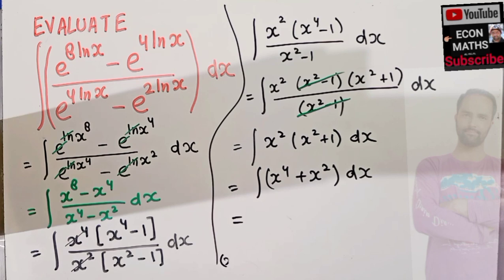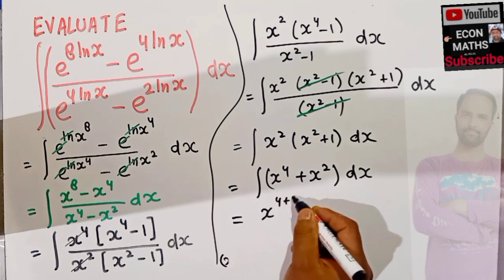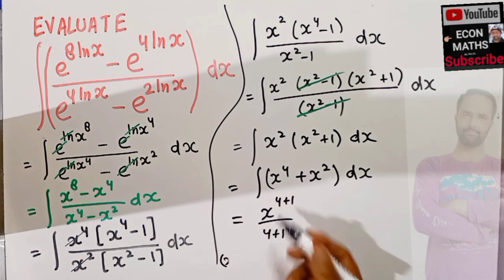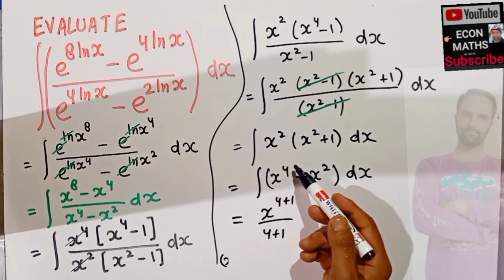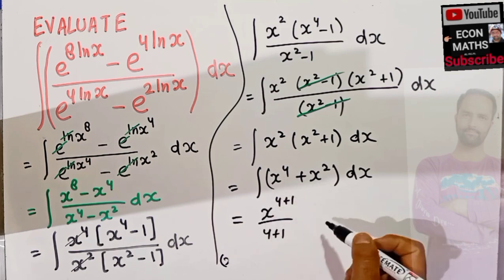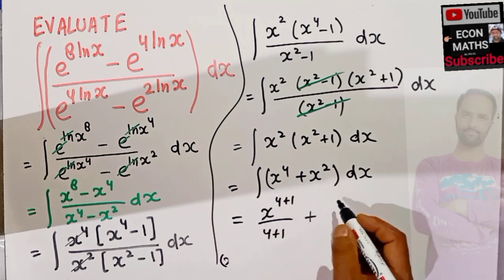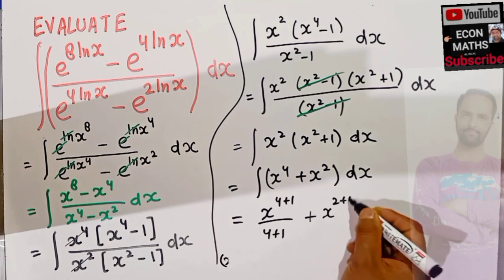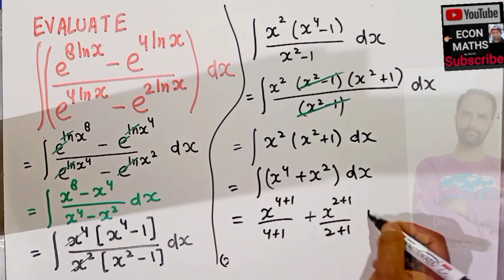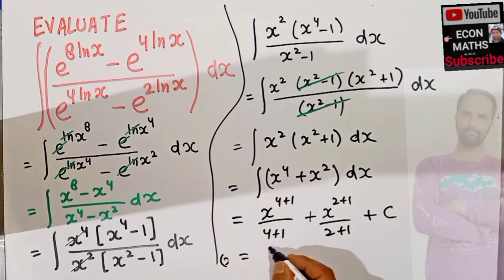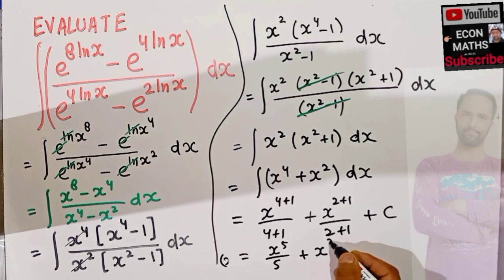The integral of x raised power 4 is x raised power 4 plus 1 divided by 4 plus 1. By power function rule, exponent is added by 1 and we divide it by the resulting exponent. Similarly, the integral of x square is x raised power 2 plus 1 divided by 2 plus 1. Plus we add the constant of integration. So this becomes x raised power 5 divided by 5 plus x raised power 3, that is x cube upon 3 plus the constant of integration. This is how we solve this kind of question. It looked scary, but it was really easy.